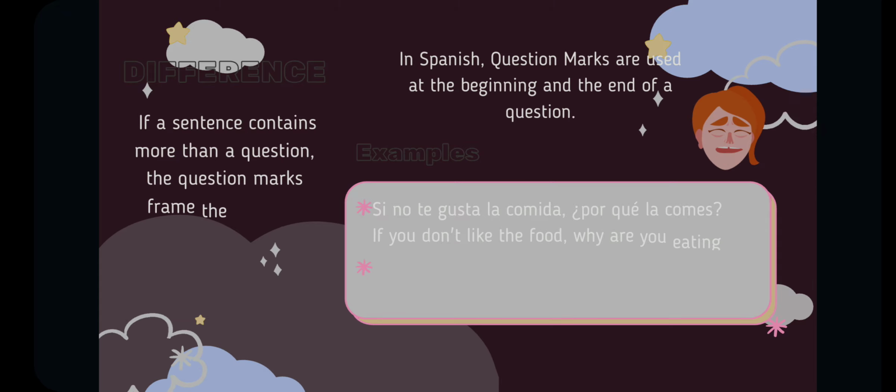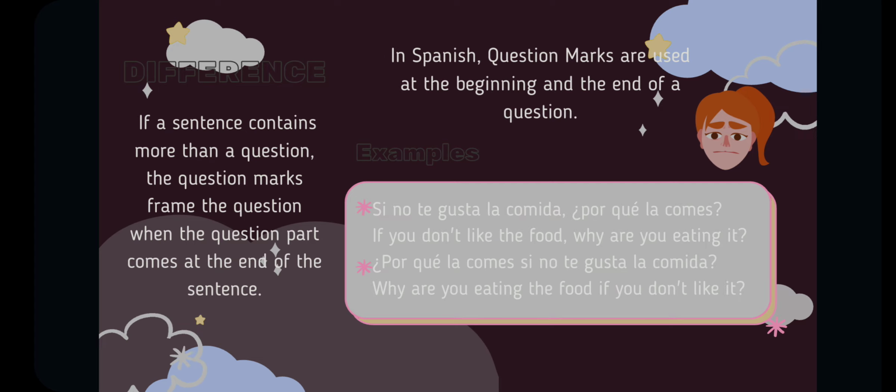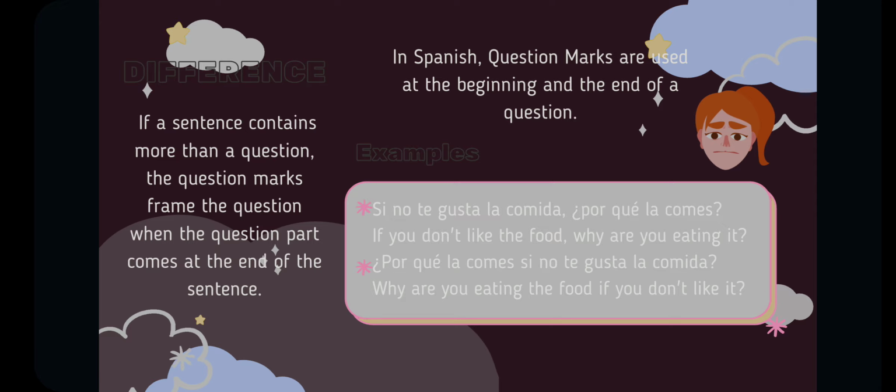Now let's talk about some of the differences between the question mark in Spanish and the question mark in English. In Spanish, question marks are used at the beginning and at the end of a question. If a sentence contains more than a question, the question marks frame the question when the question part comes at the end of the sentence, as you can check in the examples on the screen. Si no te gusta la comida, ¿por qué la comes? If you don't like the food, why are you eating it?